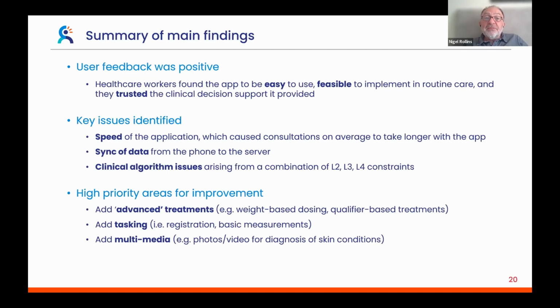Overall, the main findings: the feedback was generally positive. It was easy and feasible, and they trusted it. The key issues were the speed of the application, synchronizing of the data from the phone to the server, and, as I said, some technical issues that we need to identify. The high priority areas for improvement were to include other aspects, such as weight-based dosing, which are all in process at the moment.